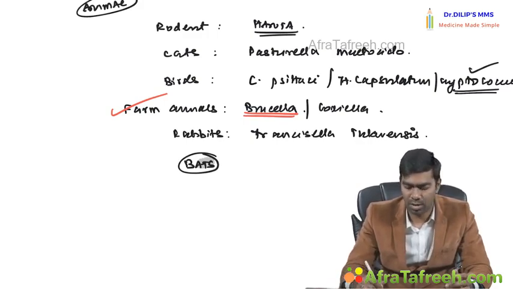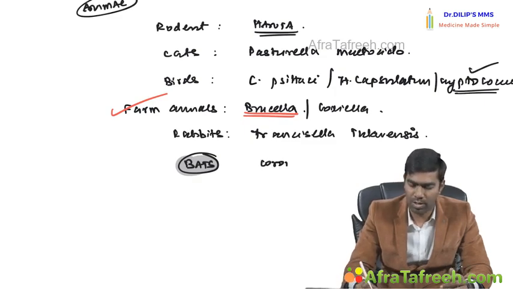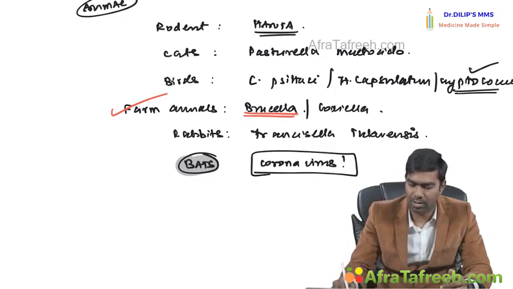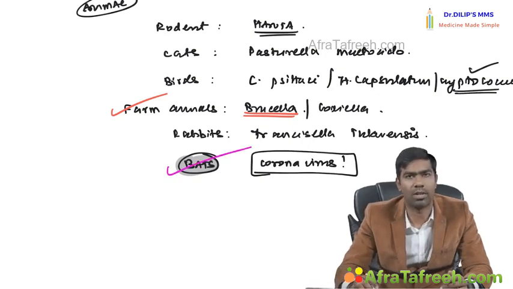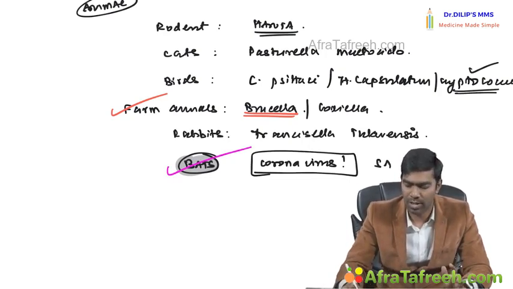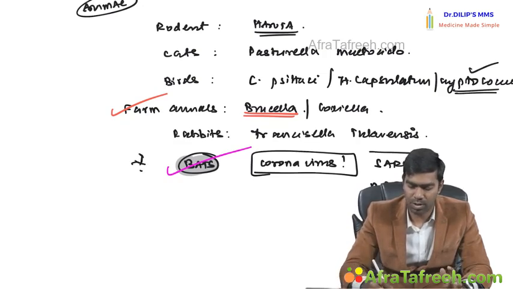Whenever they have a history of bat exposure, please think about coronavirus related infections. This is something I'm going to teach after the outbreak of these two types of coronavirus that happened in 2003 and 2020. One is SARS and the second one is the novel coronavirus. So this could be a very potential question in your exam.